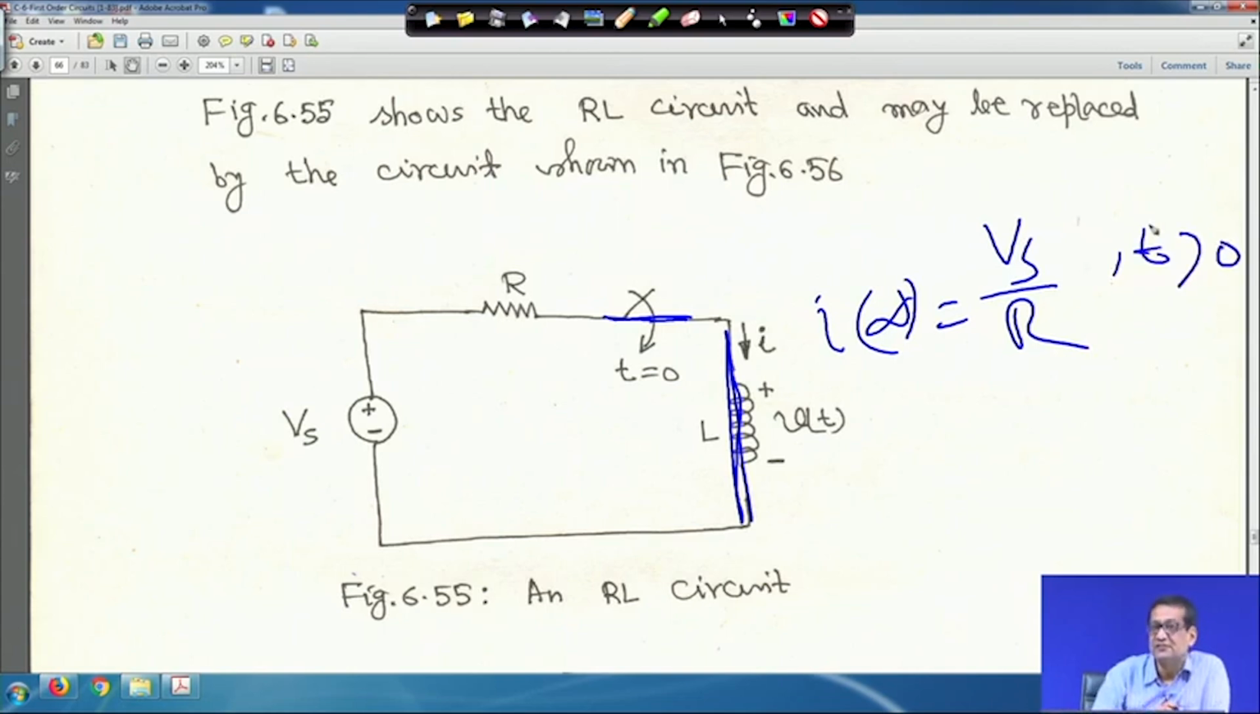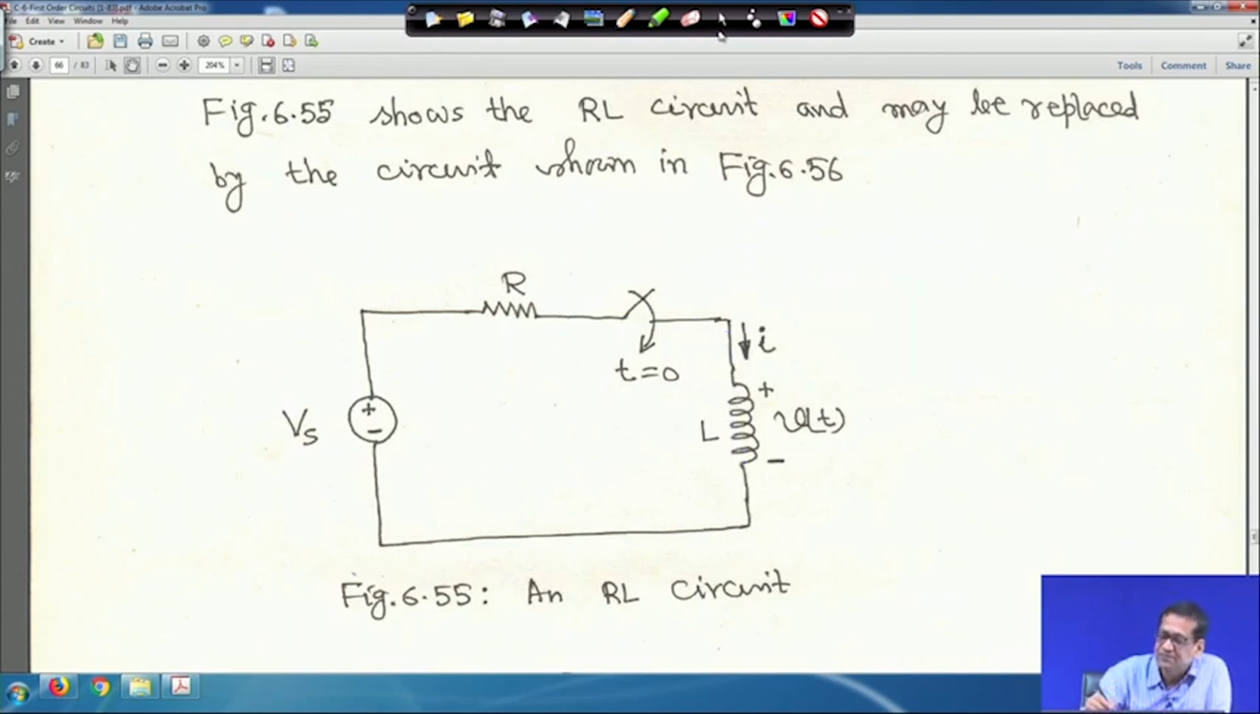After switching, when the switch is closed, the inductor acts as a short circuit and the capacitor acts as an open circuit at DC steady state. So, let me clear it.